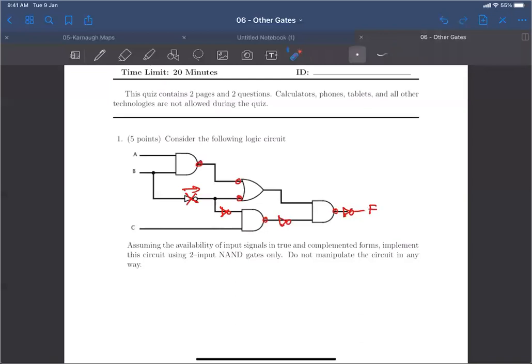So then you can draw the circuit yourself using NAND only. This question asks for NAND only without inverters, so even the inverters you need to change to NANDs. So that's about the NAND implementation.